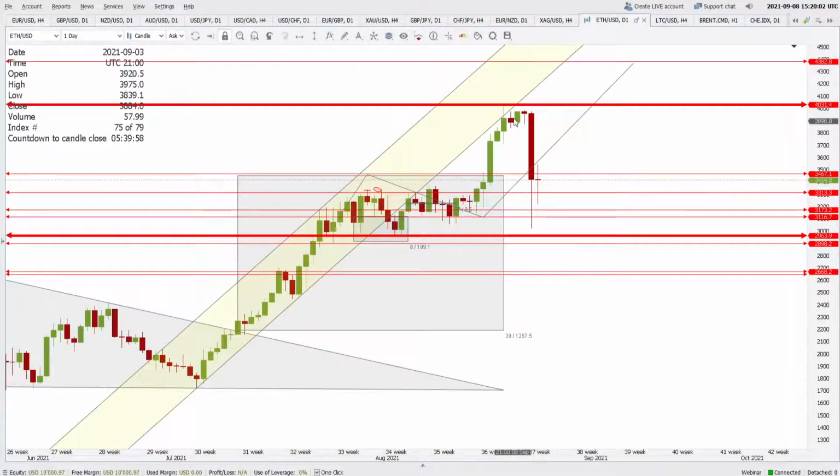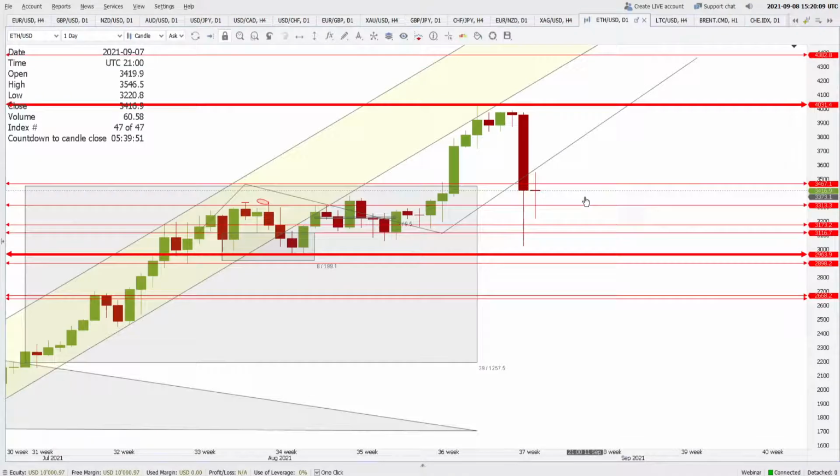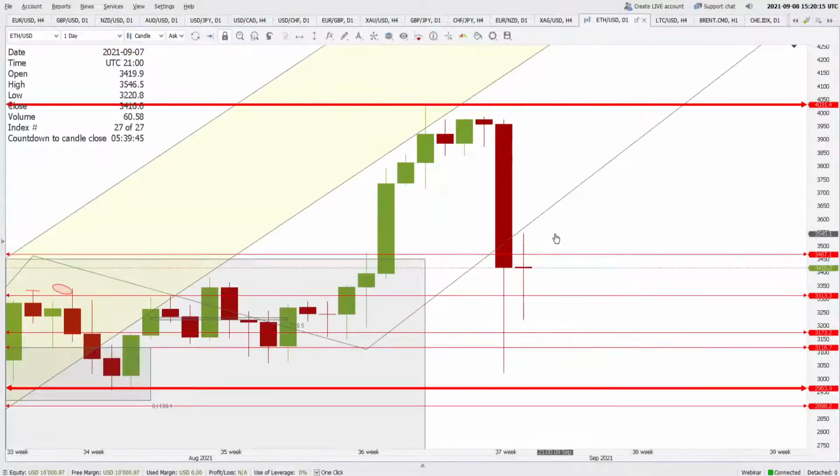Ethereum. Ethereum, after giving a very bad signal yesterday, is now trading at nowhere. Nowhere means it is still giving us a doji. It has made some lows, some highs, but now it is trading at the price where it has closed yesterday. So now there is a lot of indecision about where the price should go. Price has made an intraday range from 3220 to 3546.